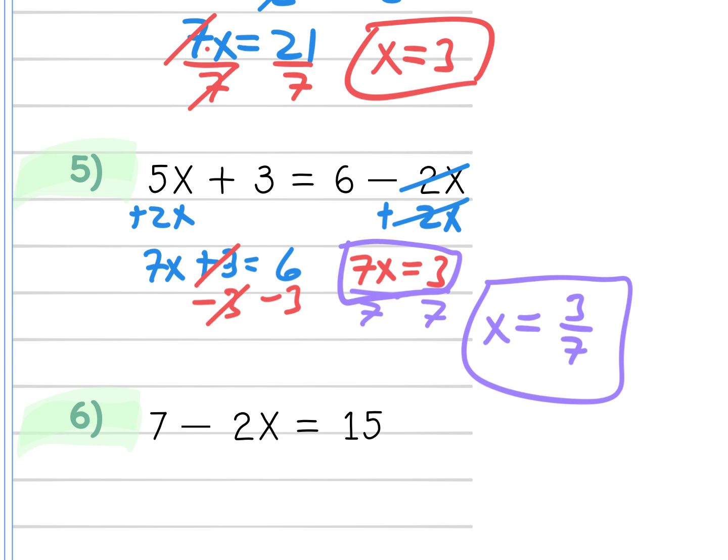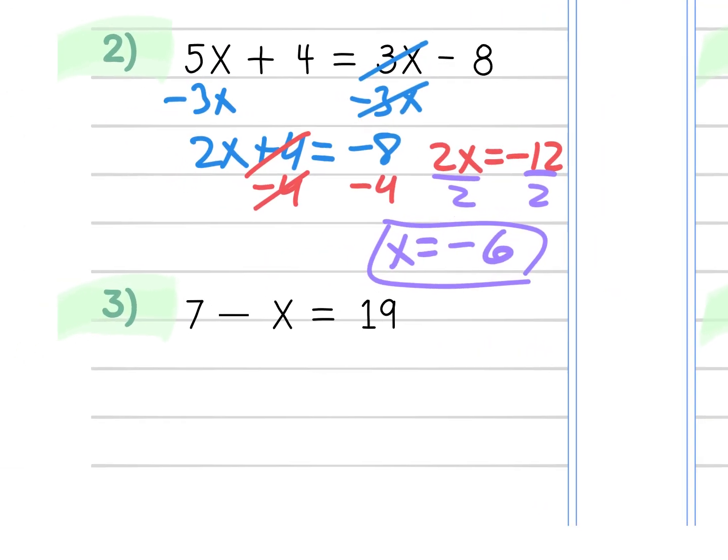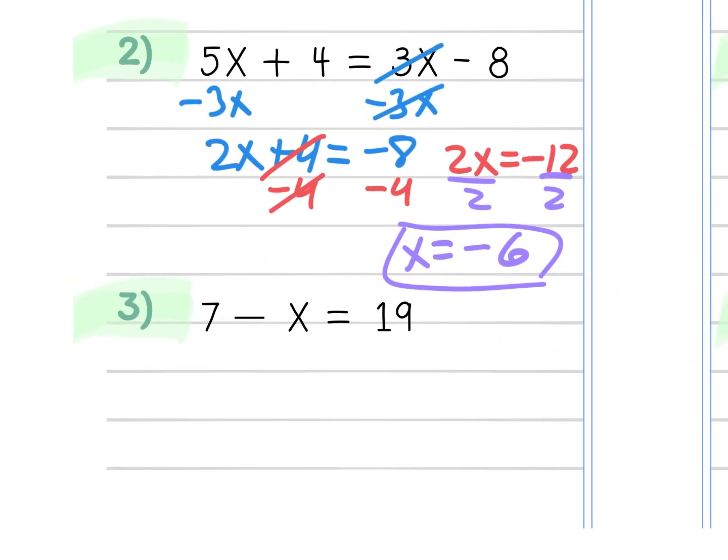All right, let's keep this going with number 3. We're going to do the same steps as always. We want the x on one side, the constants on the other. So we can move this 7 in front of this negative x. Let's subtract 7 on both sides. The opposite of a positive 7 is a negative 7. So 7 minus 7 is going to get us that 0, and then we're left with negative x equals 19 minus 7, which is positive 12.